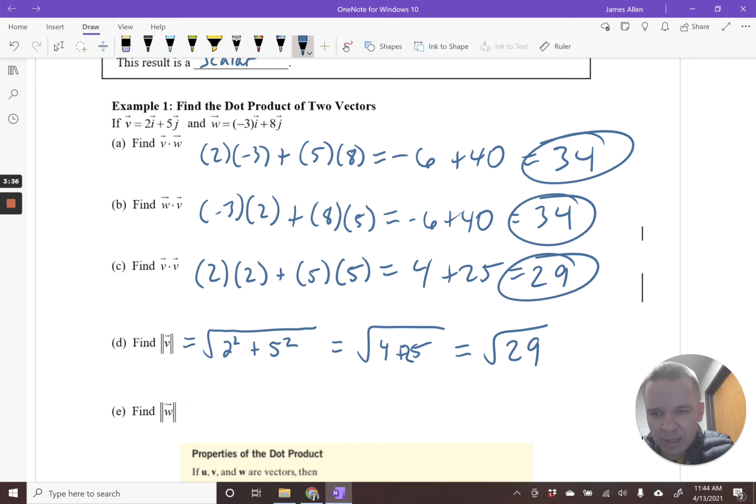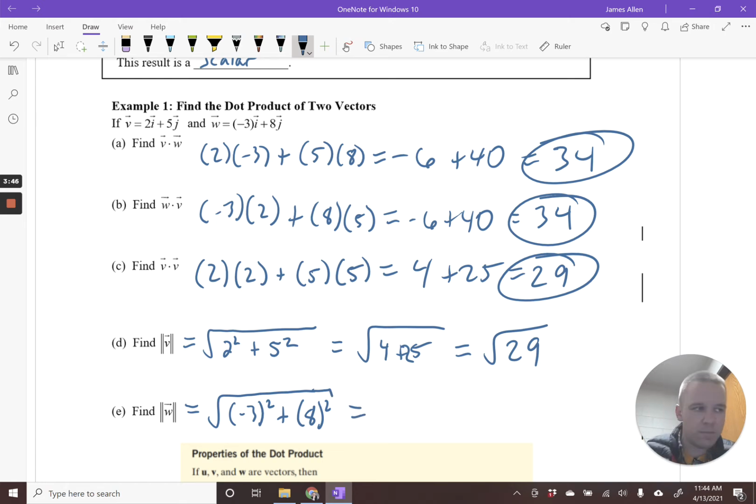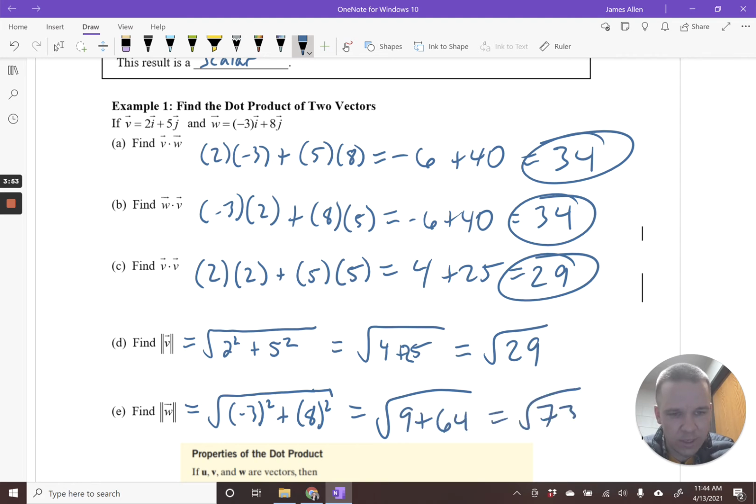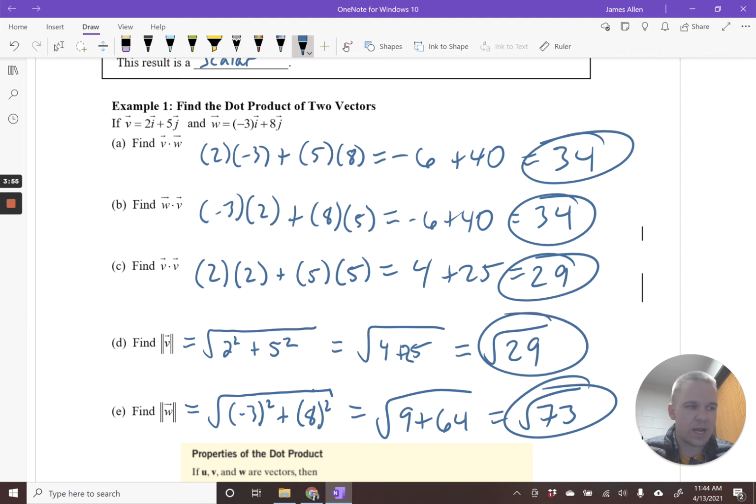Looks like we got a yellow box down there with some awesomeness. All right, now how about the magnitude of w? Well, I would have negative 3 squared plus 8 squared. That's going to be 9 plus 64, so the square root of 73. Okay, it's good stuff.